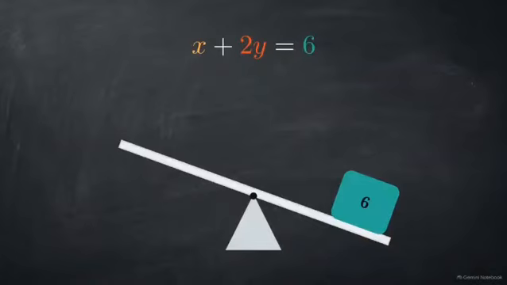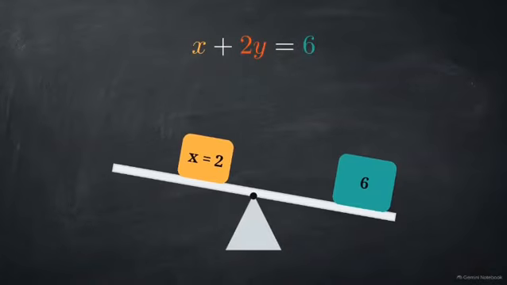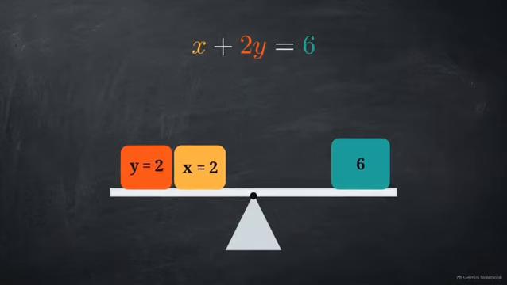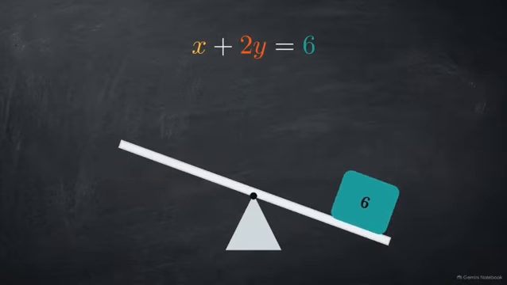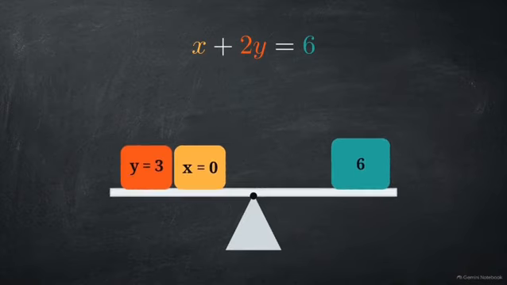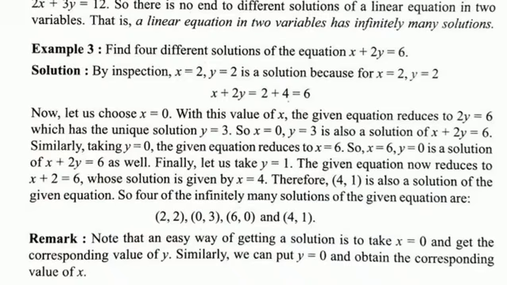If we assume x is 2, a balance scale tips. To keep the equation balanced at 6, y is forced to equal 2. Let's try another assumption. If x is 0, the math dictates y must become 3 to maintain perfect balance. Here is the textbook walking through that exact process. This method generates multiple valid coordinate pairs, like (2, 2), (0, 3), (6, 0), and (4, 1).